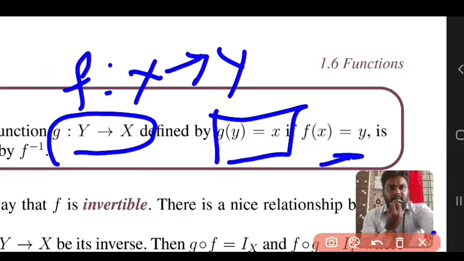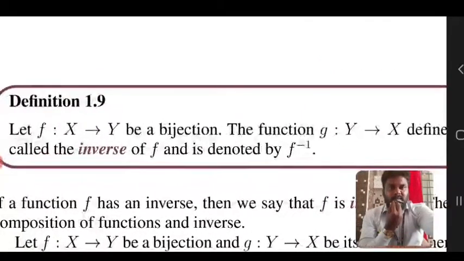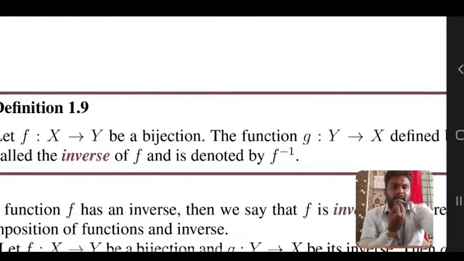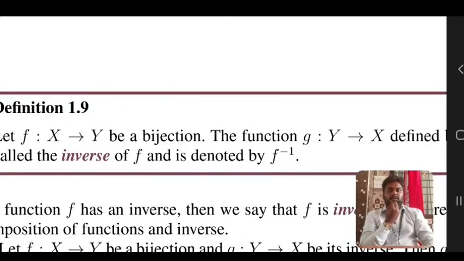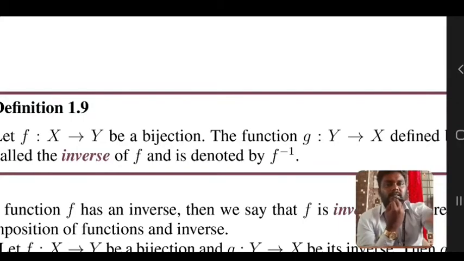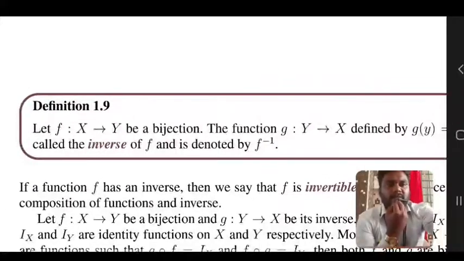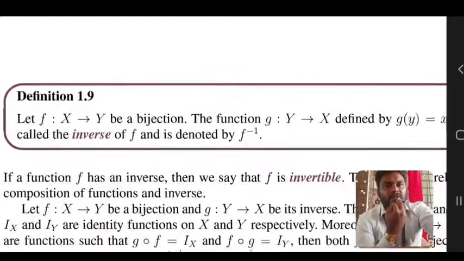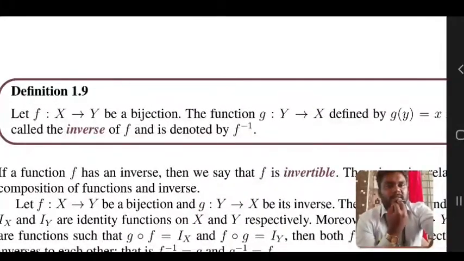It is called the inverse of f and is denoted by f inverse. This is the definition of inverse function. I repeat, the definition of inverse.